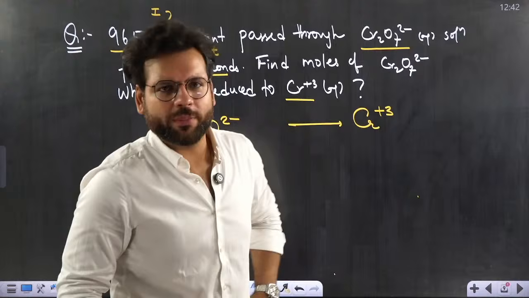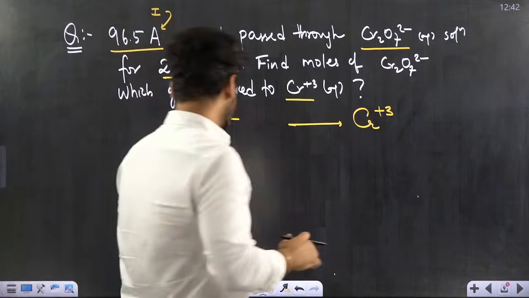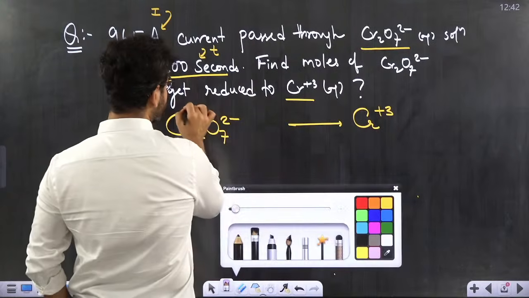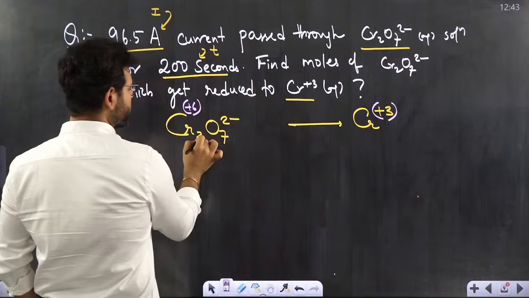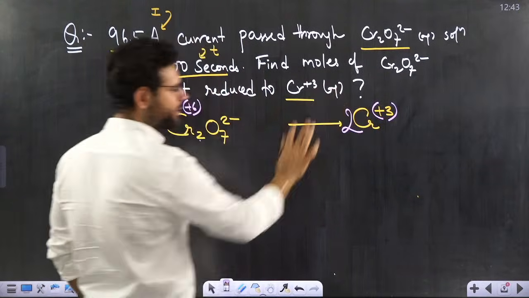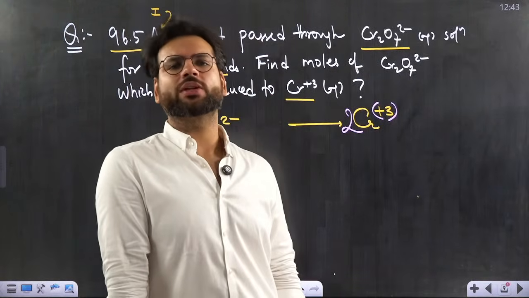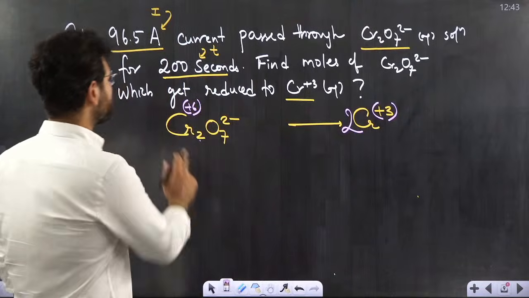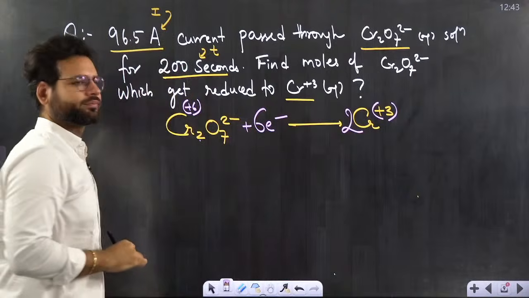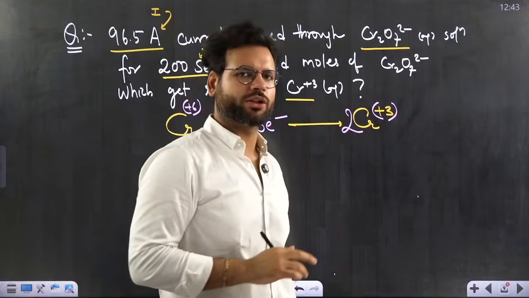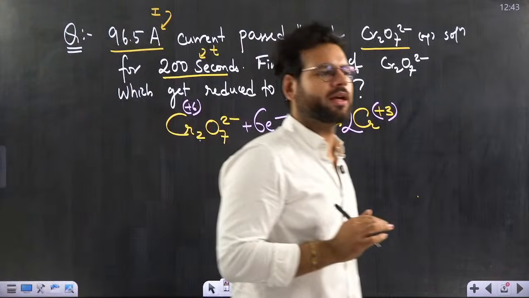In the redox reaction chapter, you study about balancing of half reactions. So this is a reduction half. Chromium is present in +6 oxidation state here. It wants to go to +3. Since there are 2 chromiums, I'll write 2 chromiums here. Each chromium going from 6 to 3 has to gain 3 electrons, so 2 chromiums will gain 6 electrons. First of all, I have written how many electrons are required to be gained per mole of dichromate.